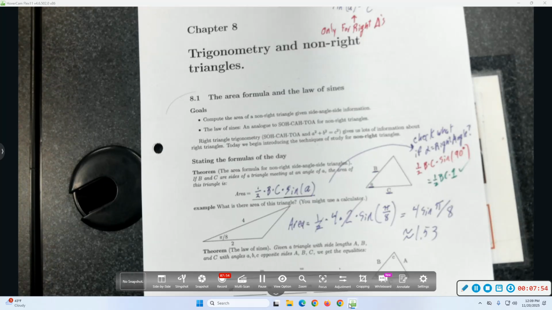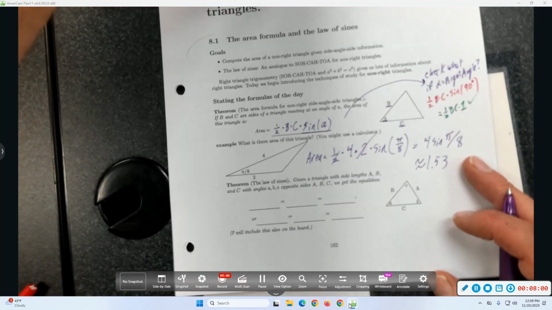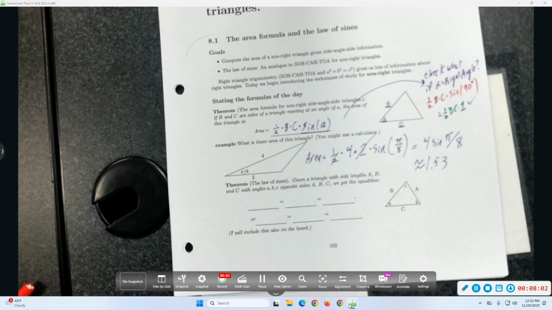Neato, feel pretty good? So you can use this to understand areas of triangles. And we'll use this a few times throughout the day, so keep that formula in mind. Maybe I'll even put it on the board. Here is the first of the formulas for today.